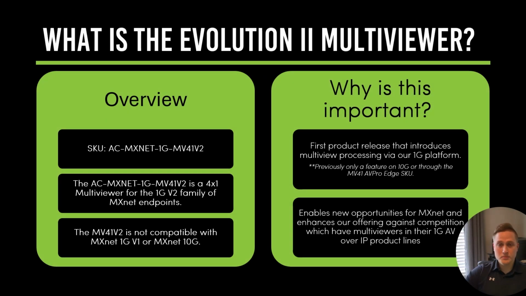The Evolution II Multiviewer, also known as the MV41 V2, is the first multiviewer for the MXnet 1G V2 product line. It allows you to combine and display multiple sources on a single display, all with seamless switching, customized layouts, and powerful control integration. Of note, the MV41 V2 is specific for the V2 family and will not be compatible with our 1G V1 solutions or 10G solutions.